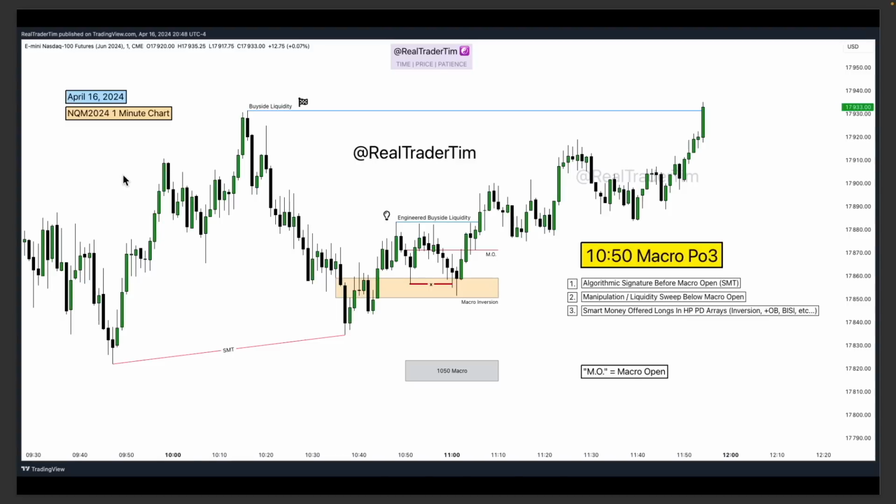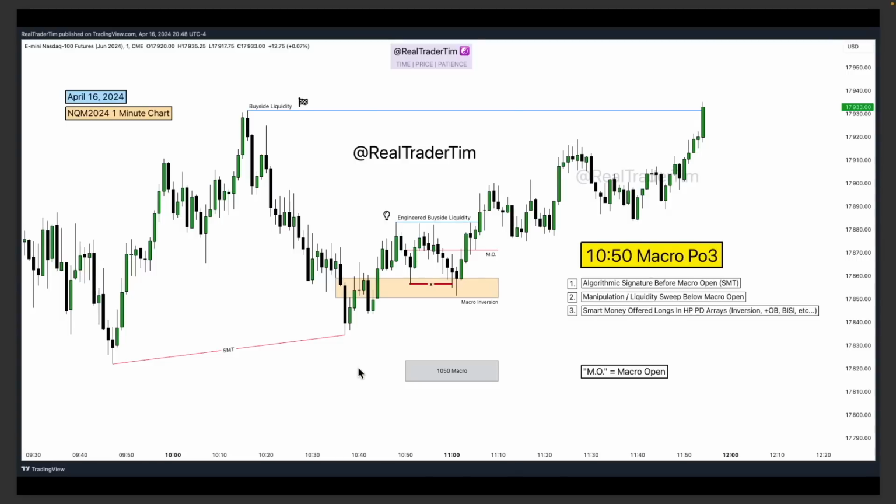So here you're looking at the 1 minute chart for Nasdaq on April 16th, 2024. And in this example, and as we go forward, you'll see which macro it is and the key takeaways that I am discussing through the price fractal that you see in each example. So in this one specifically, we're in the 1050 macro. And what do we see occur before we enter that 1050 to 1110 time window?